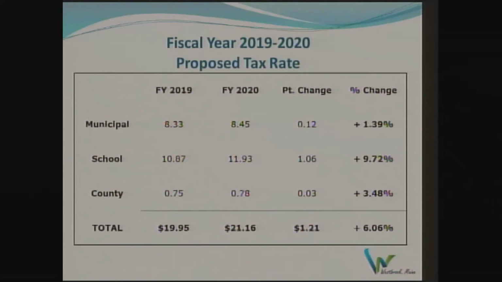When you translate the number into what would happen to the tax rate, the city's portion of the tax rate, I should say, would be $8.45, which is an increase of 12 cents, or just under 1.4%. The school's portion of the tax rate would be $11.93, an increase of $1.06, or roughly 9.7%. The county's portion, which is 78 cents, is up 3 cents, or almost 3.5%. Again, cumulatively up just over 6% over the current year.